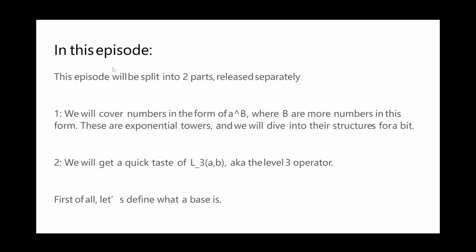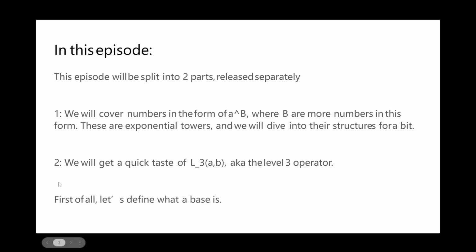In this episode, which will be split into two parts released separately, because while I was doing this, it hit me that it is actually longer than I expected. We will do two things in these two episodes. First of all, we'll talk about numbers in the form of a to the b, where b is more numbers in this form. So let's say 3 to the 7 to the a to the 9 to the 100 to the 1000. These are exponential towers, and we will dive into their structure for a bit.